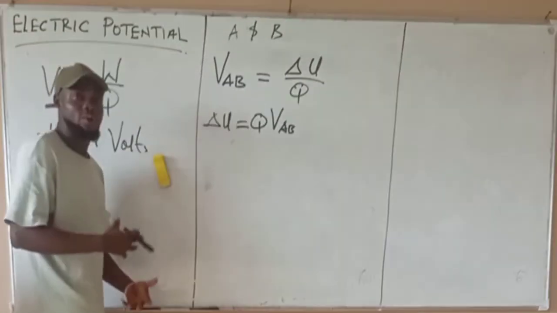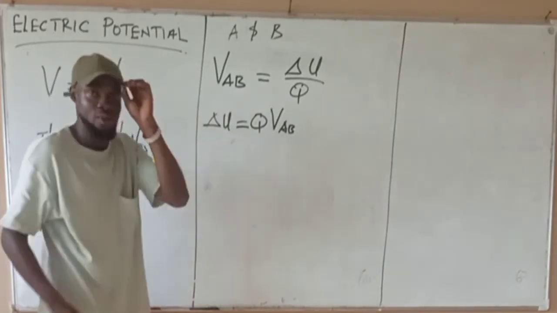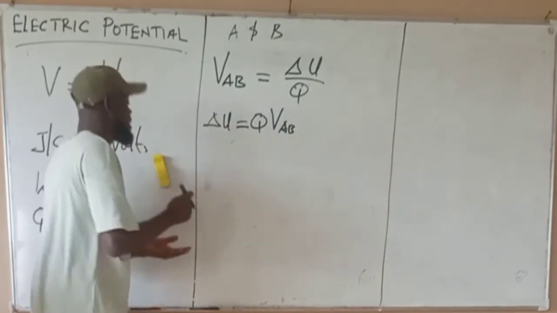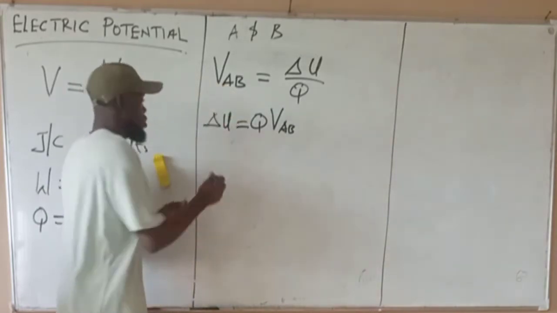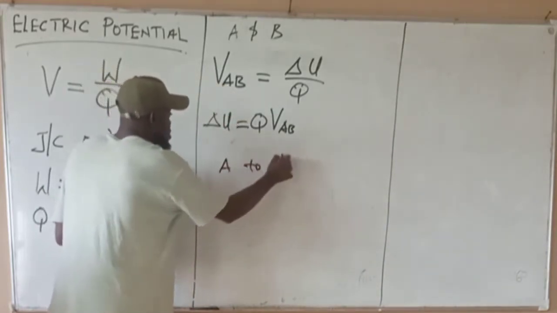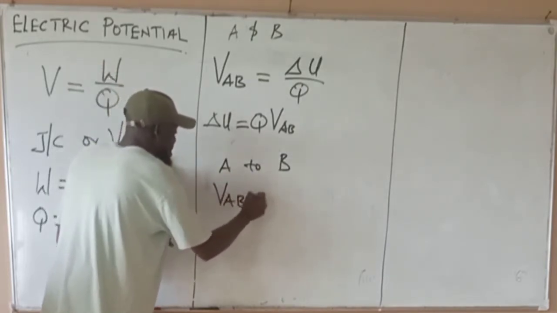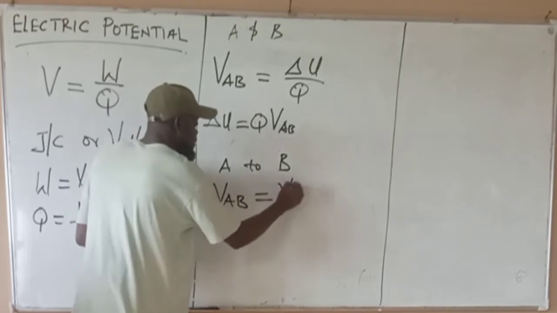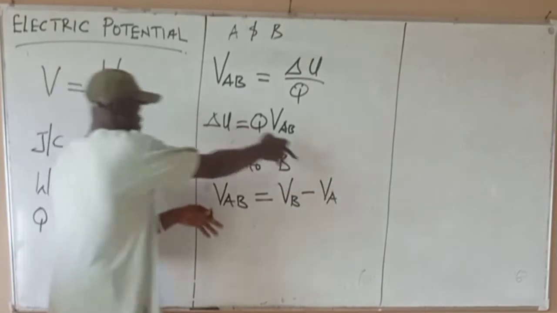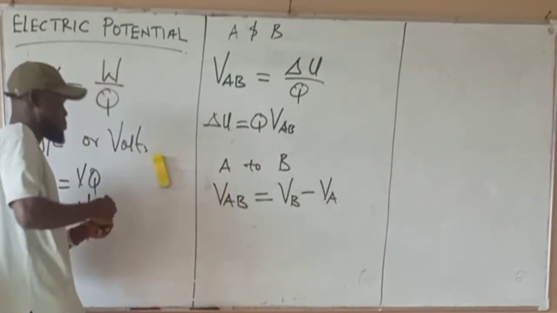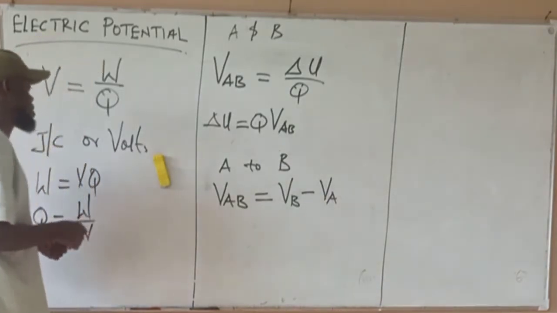Now, the potential difference when a charge moves from point A to point B, we call that VAB. It is expressed as VB minus VA, that is final minus the initial. VB minus VA.